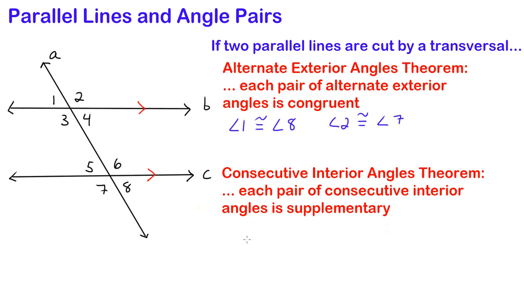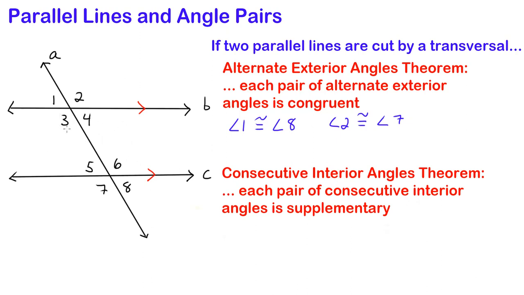And finally, we have the consecutive interior angles theorem. This one's a little different. It says, if two parallel lines are cut by a transversal, each pair of consecutive interior angles is supplementary. Remember, that means that they add together to equal 180 degrees. Their sum is 180 degrees. So consecutive interior means inside the lines and on the same side of the transversal.